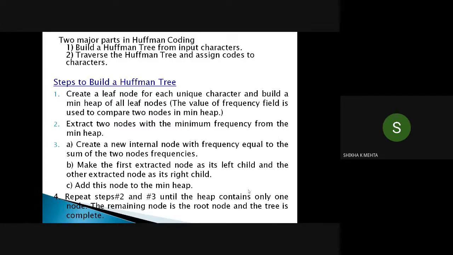This may be considered as the drawback, or the limitation, or the requirement of Huffman coding: whatever Huffman coding procedure you have followed, you have to send that particular table, or the mechanism to decode that technique, to the receiver also, right? The various steps involved in the Huffman tree are: first of all, you have to create a leaf node for each unique character and build a min heap of all the leaf nodes. Here we are going to use priority queues, and in the implementation, you will see you have to use the min heap operation.